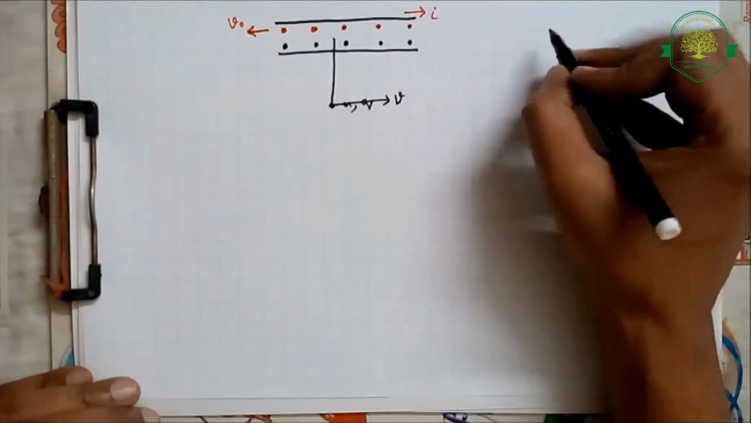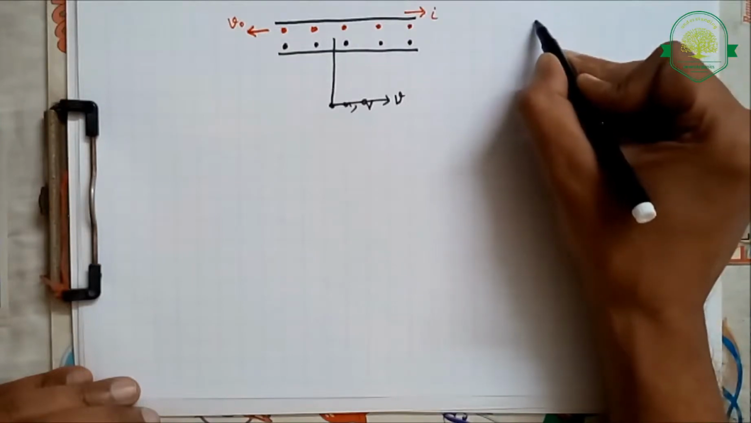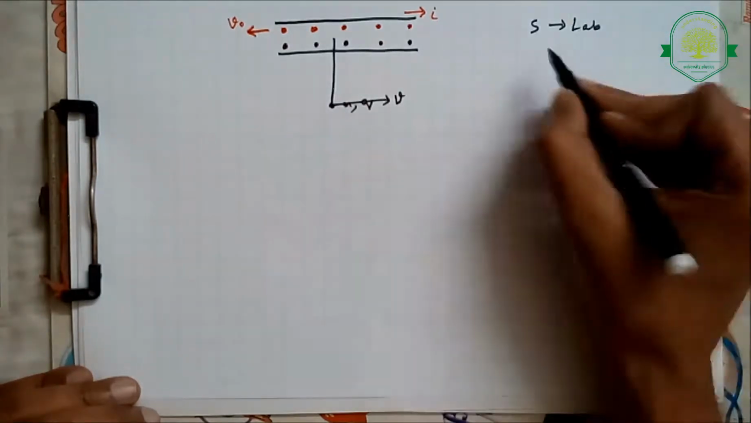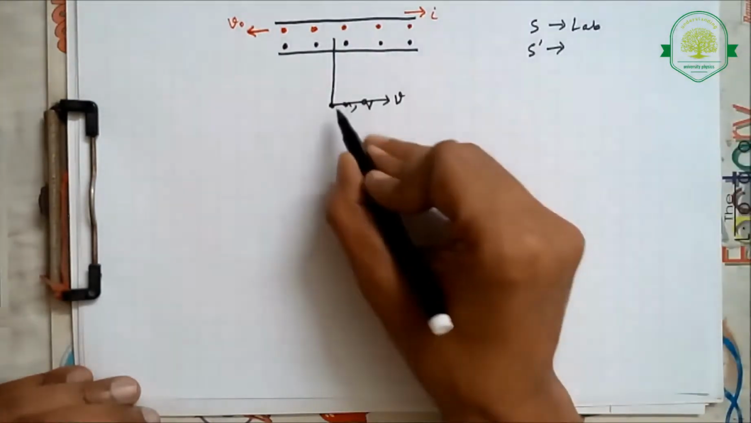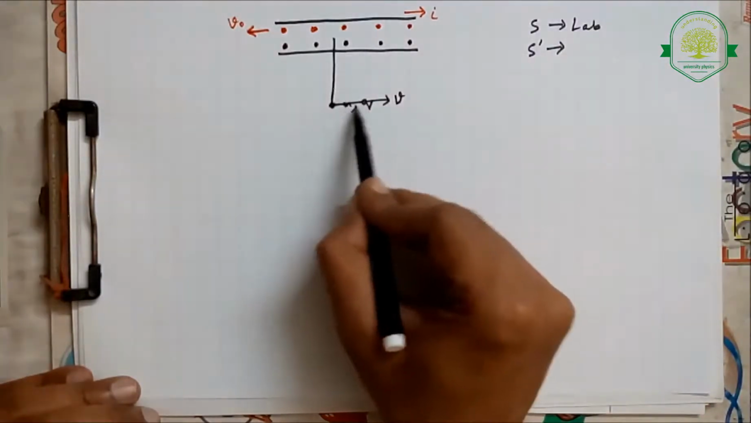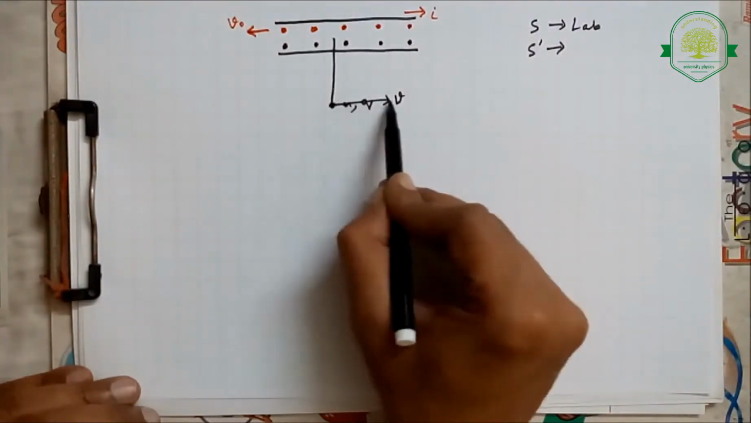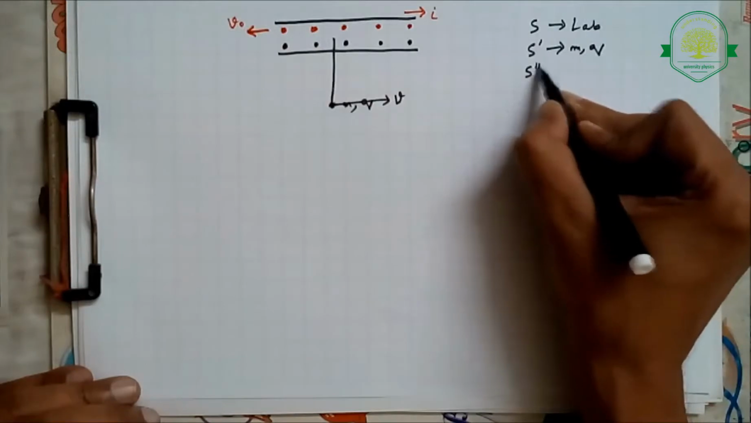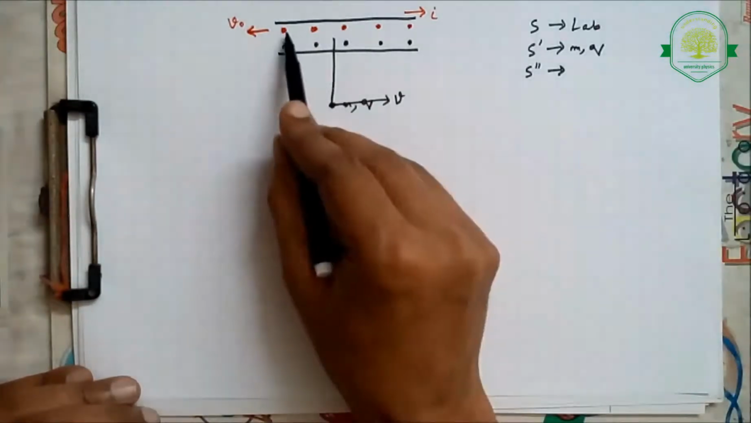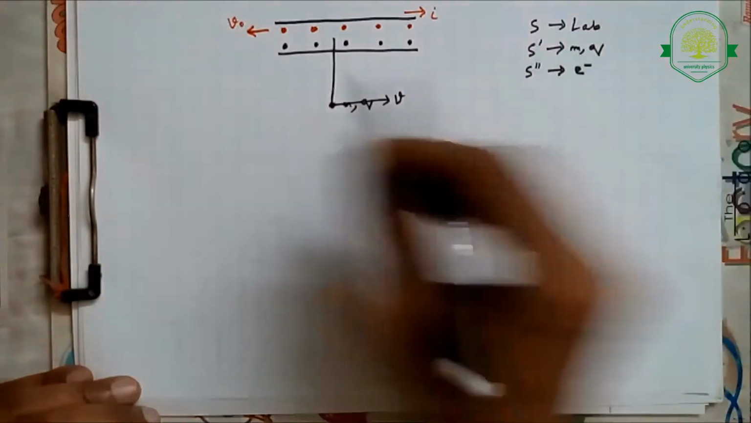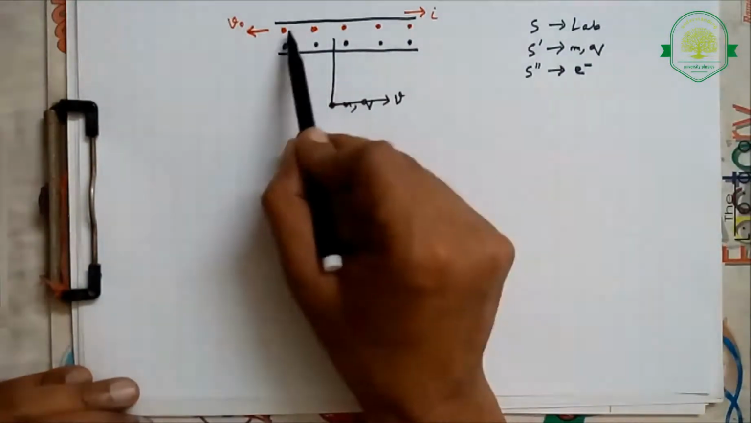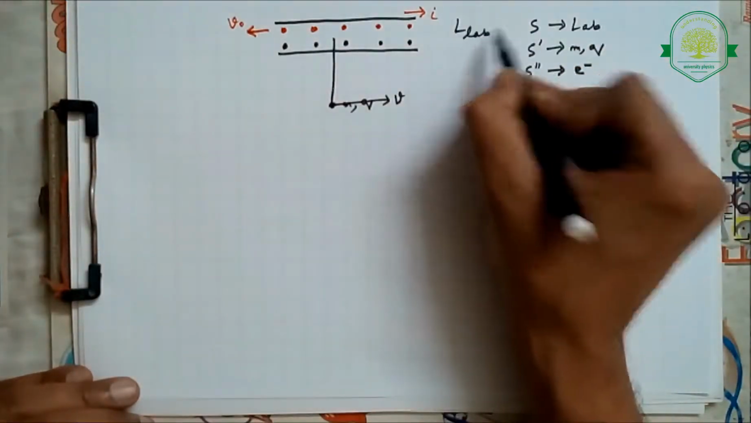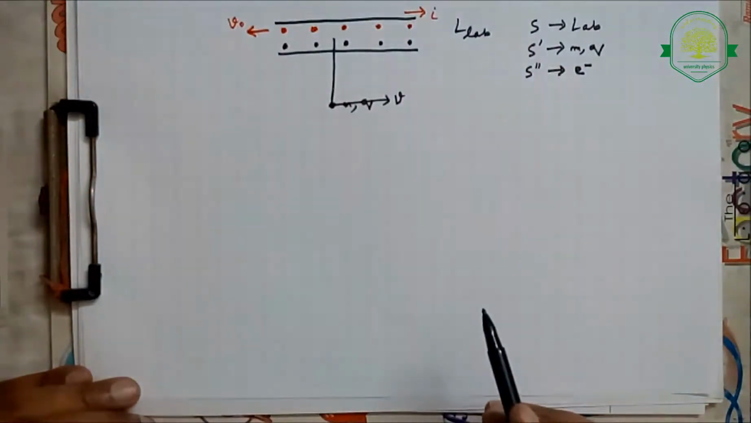We'll consider three different frames. Say an S frame, which is my lab frame, another frame, say S primed, which is a frame attached to this particle of mass m and charge q moving to the right with velocity v, and a third frame, S double primed frame, which is a frame attached to these electrons which are moving to the left with a velocity v0. The gap between any two successive electrons, let's say that gap is L lab as viewed from the lab frame.